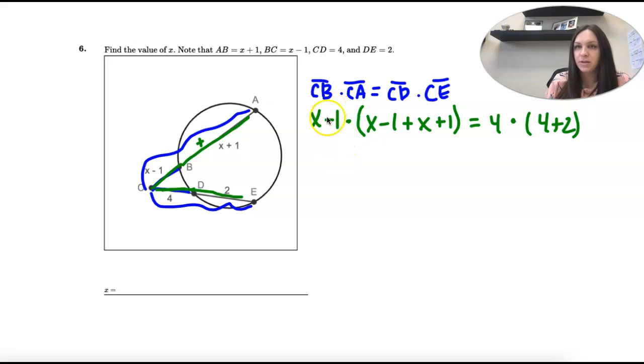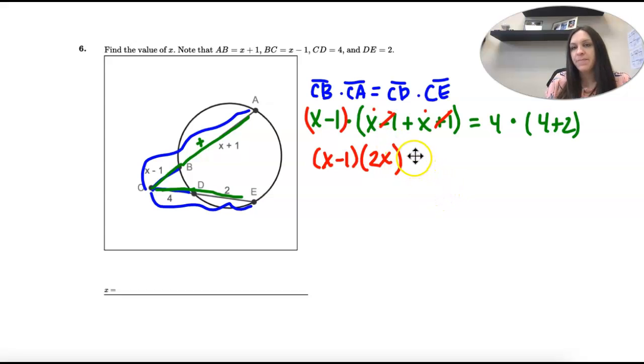Okay, let's do some simplifying here. So I have x minus 1, and we're multiplying that by x plus x, which is 2x. Negative 1 plus 1, oh, that's 0. Awesome. So those go away. And over here we have 4 times 6, which is 24.